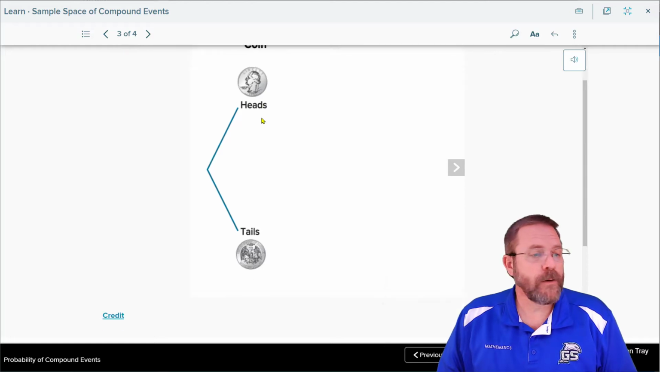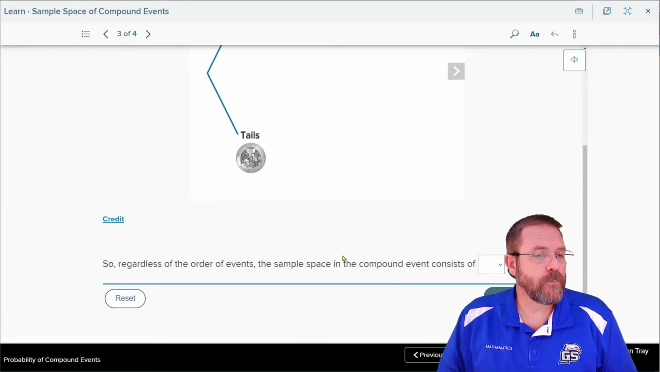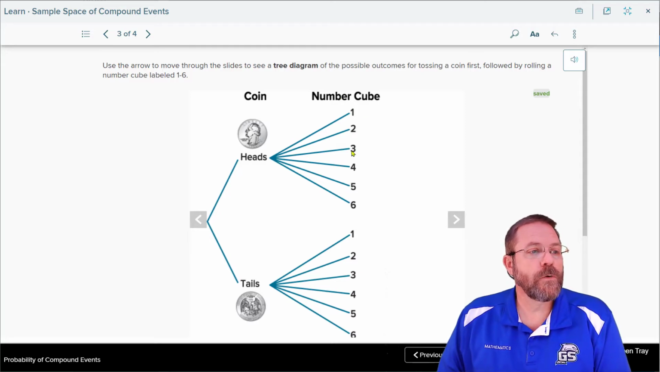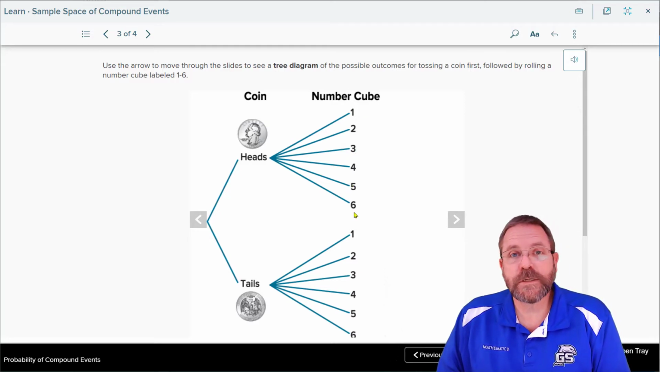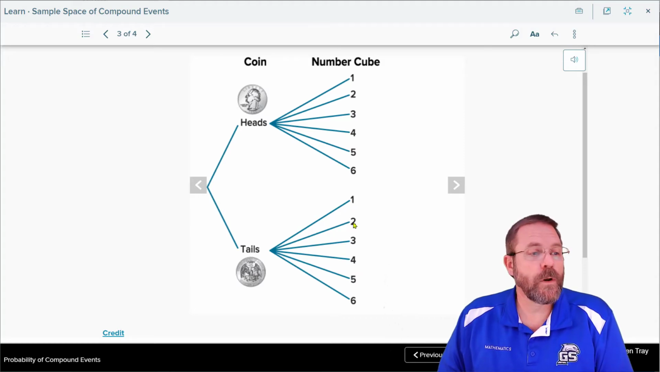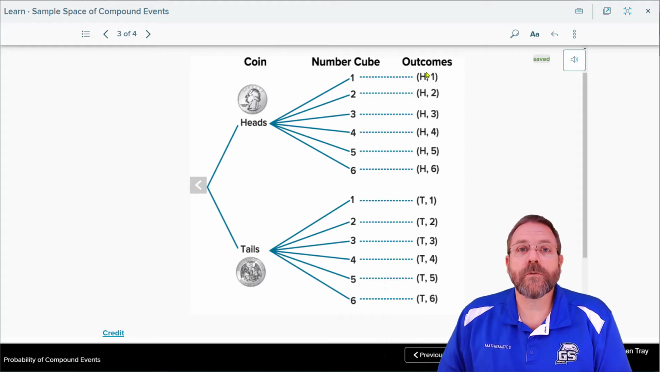If they flipped a head on the coin, then you would either get a 1, a 2, a 3, a 4, a 5, or a 6 on the number cube. And if they rolled a tails, or flipped a tails on the coin, they would still have either a 1, a 2, a 3, a 4, a 5, or a 6 on the number cube. When you follow that out to the outcomes, also known as the sample space, you get a heads 1, heads 2, heads 3, heads 4, all the way down through the tails 6.